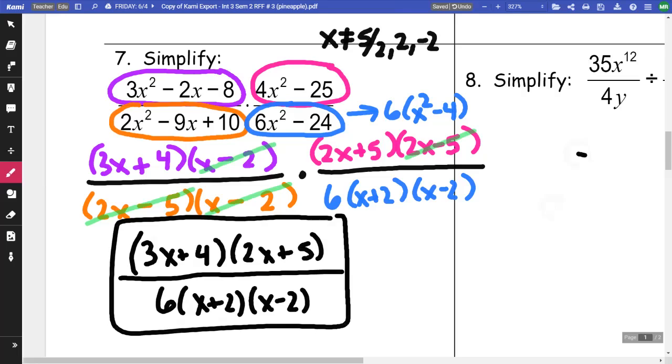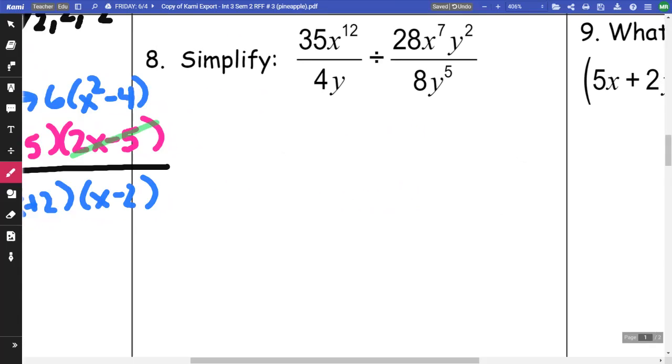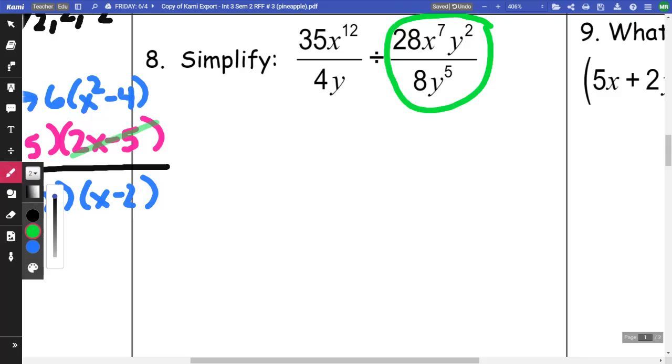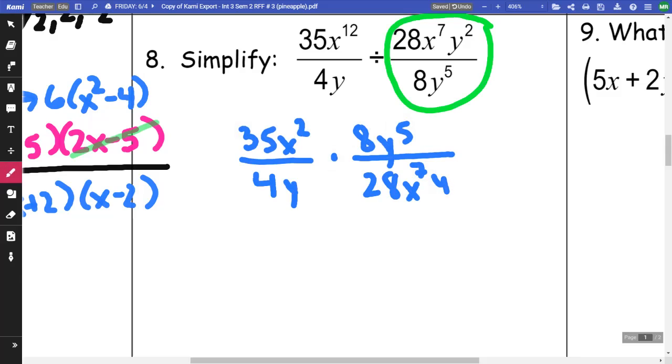On 8, this one is one that I want to rewrite. Instead of dividing by a fraction, I'm going to multiply by the reciprocal, okay? So if I rewrite this, I'm going to have 35x squared over 4y times the reciprocal, and that would be 8y to the 5th over 28x to the 7th, y to the 2nd.